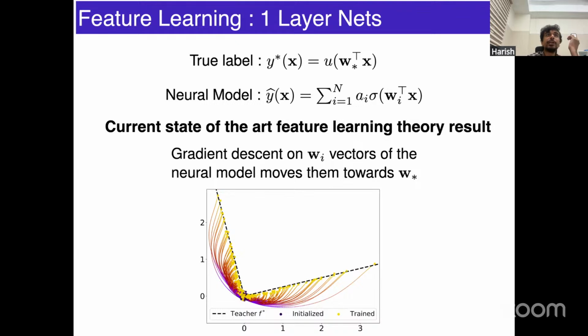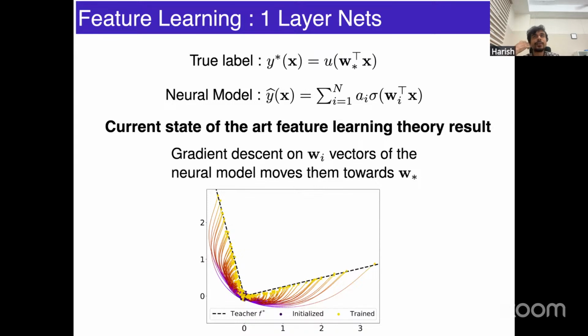And let's say you try to learn a single layer neural network, which is given by the neural model here: your y hat of x is just a weighted sum of sigmoids of wi dot x, where wi are the parameters. This is pretty much the only kind of feature learning result you will see in current literature, which is still highly non-trivial.